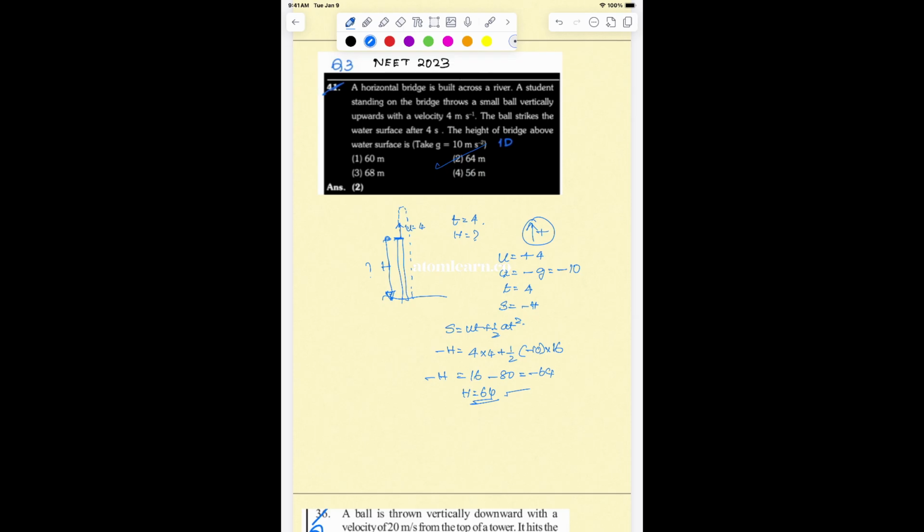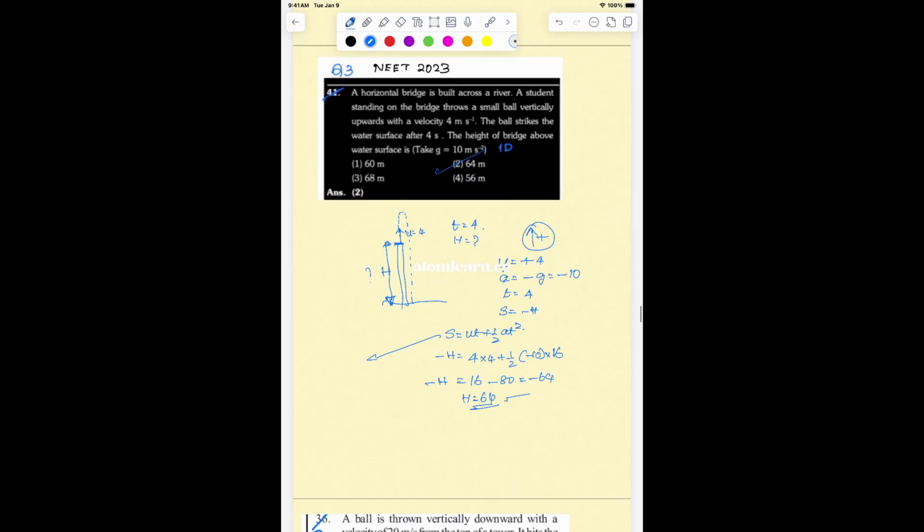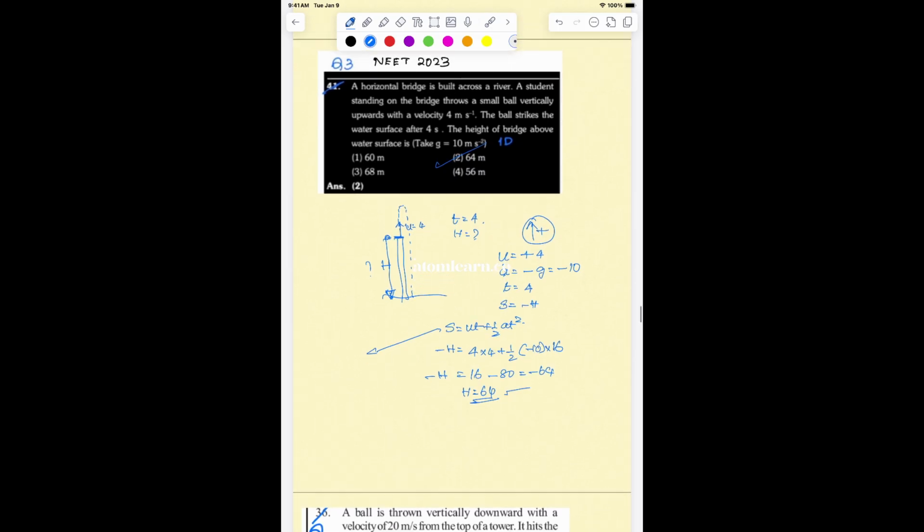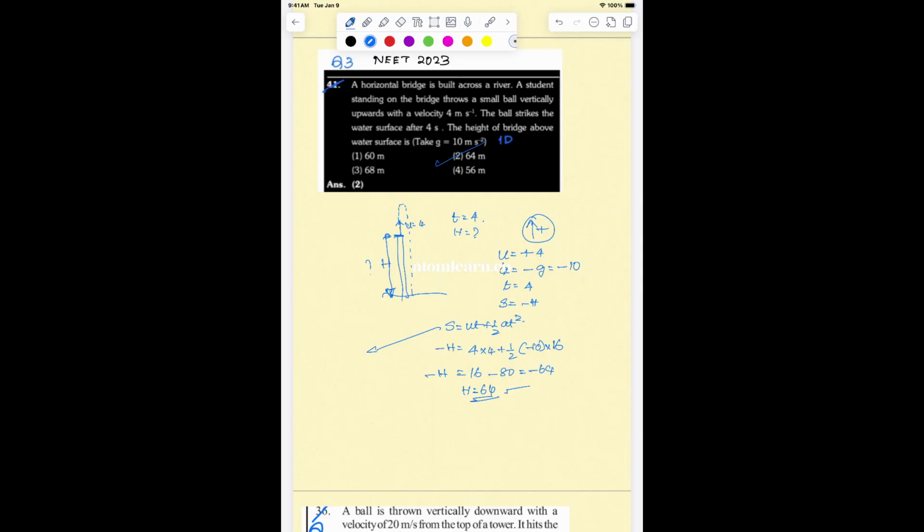Whereas the same problem becomes quite easy to do mentally if, instead of this single equation s equal to ut plus half at squared, you use two equations and arrive at the same answer. Let me now tell you how. I'm going to explain how to use the so-called fifth equation, which I taught you as s equal to average velocity basis, that is u plus v by 2 into t. Now, can I use it?